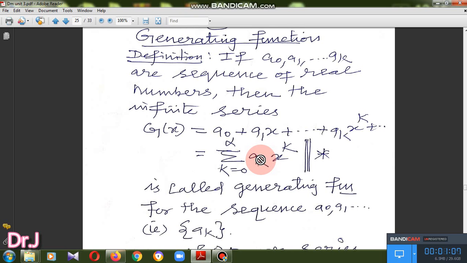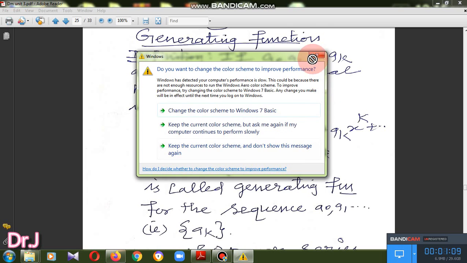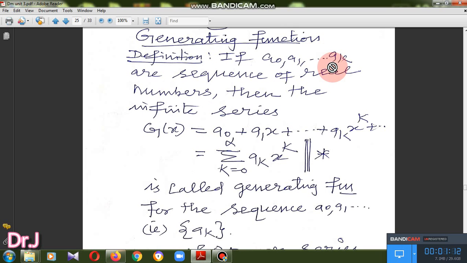What we understand is that there is a sequence of numbers we are taking, and with that particular sequence, the first number is multiplied by x power 0, the second number is multiplied by x power 1, and the third number is multiplied by x power 2, like that, and those are added, and we will get one function which involves x. Am I correct? That particular function is called the generating function of this sequence. Very interesting.